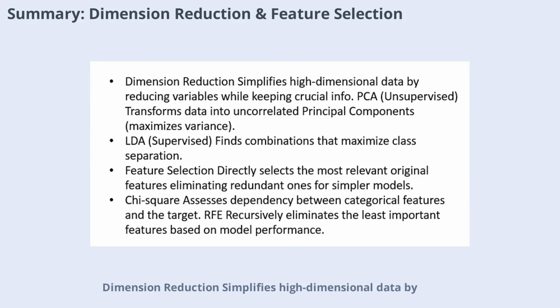Dimension reduction simplifies high-dimensional data by reducing variables while keeping crucial info. PCA, unsupervised, transforms data into uncorrelated principal components, maximizes variance. LDA, supervised, finds combinations that maximize class separation. Feature selection directly selects the most relevant original features, eliminating redundant ones for simpler models. Chi-square assesses dependency between categorical features and the target. RFE recursively eliminates the least important features based on model performance.